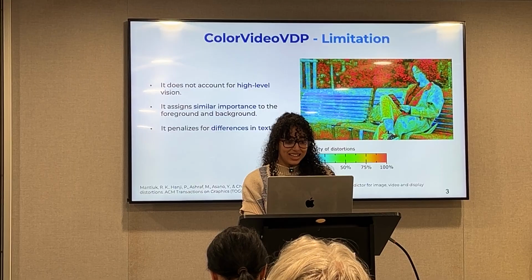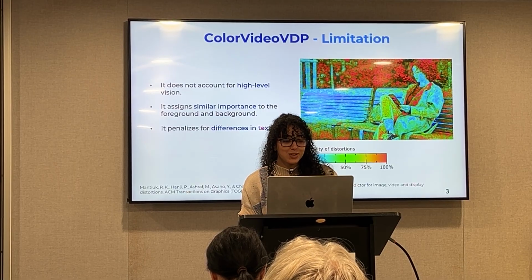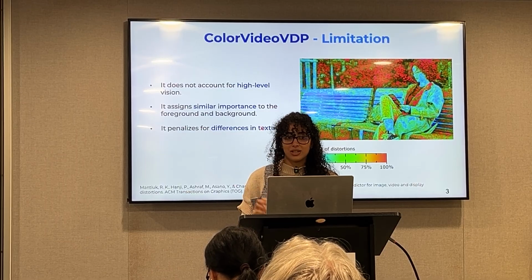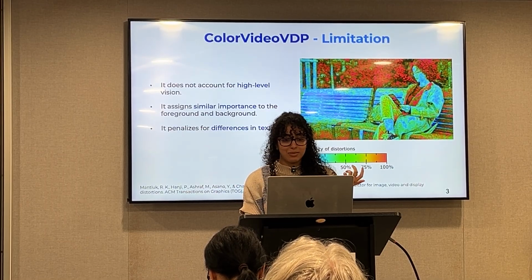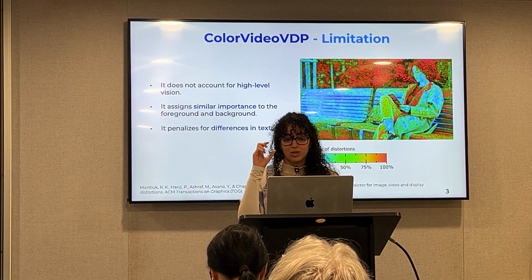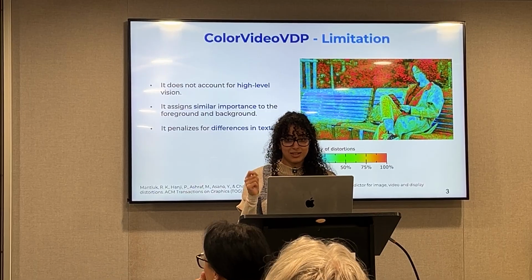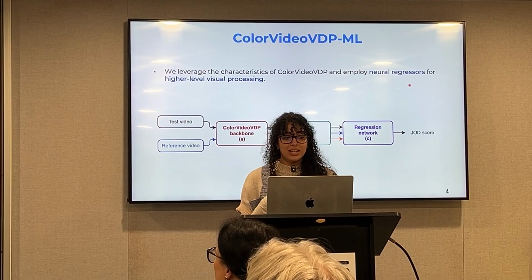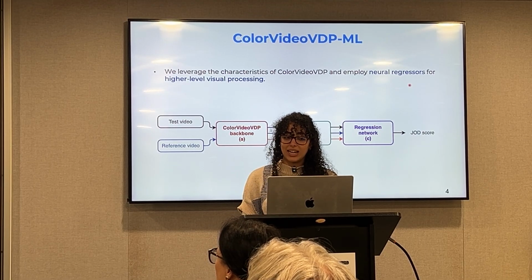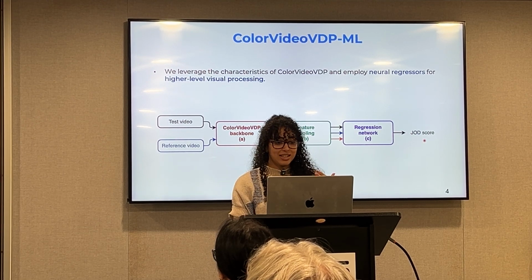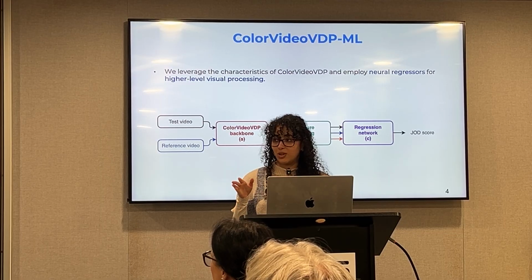Another problematic case in ColorVideoVDP is that it penalizes per-pixel differences in high entropy textures, for instance when you have leaves, or the curly hair on this person here. It's going to give them high distortion, and most people will actually not be able to distinguish these per-pixel differences. So the idea here is that we came up with this new variant. We still want to use the low-level human vision of ColorVideoVDP, but we also want to employ a neural regressor for higher-level visual processing. This is the overview of the framework, and here I'm going to be delving into each block of this framework.